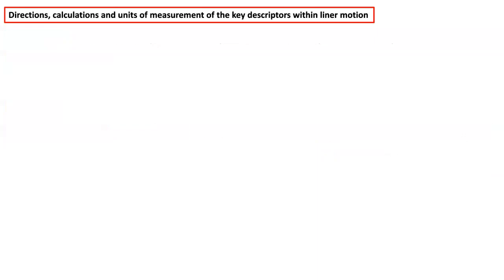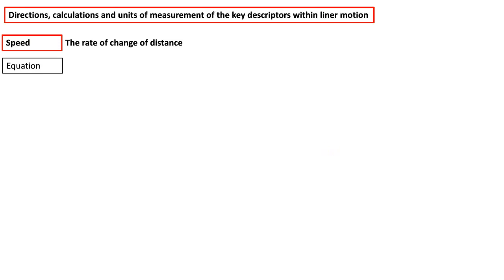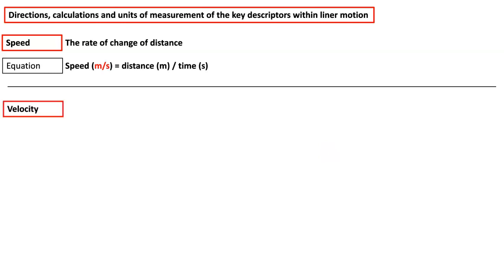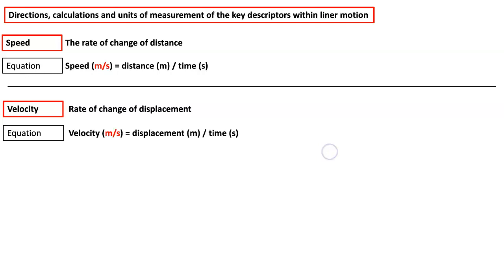If we move on right now, we need to be aware of the definition, calculation, and units of measurement for speed, velocity, and deceleration. So speed, first of all, is the rate of change of distance, similar to acceleration in terms of the rate of change in velocity, however, we have distance. The equation is speed in meters per second equals distance divided by time taken. We have got velocity. Velocity is the rate of change of displacement. The equation for it is displacement divided by time, and it is measured in meters per second.